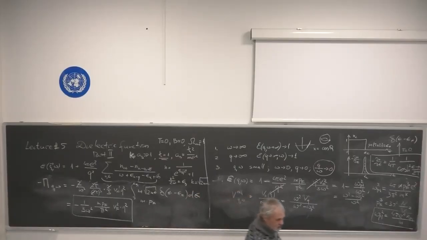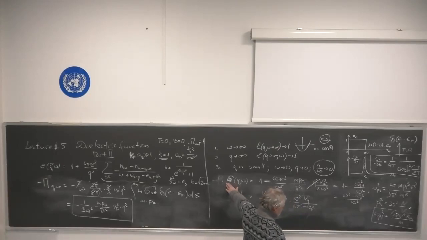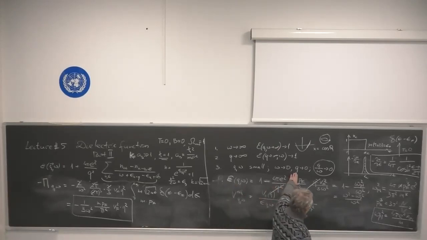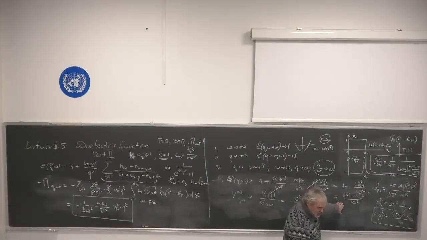Sorry? Sorry, Professor. I lost track of where you are because you were going too fast just now. I computed the dielectric function as a function of q and omega in the limit q goes to 0 and omega to 0. I obtained this shape of the function. You agree?